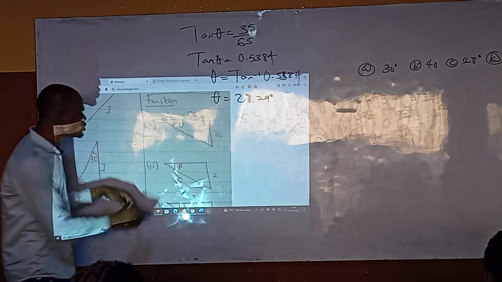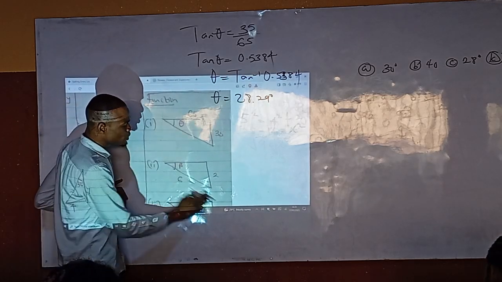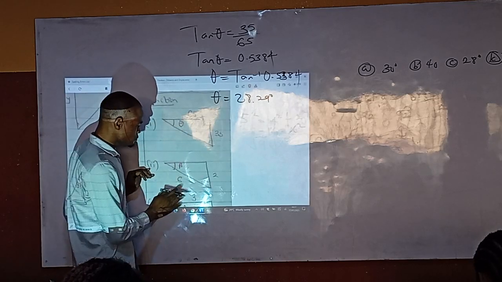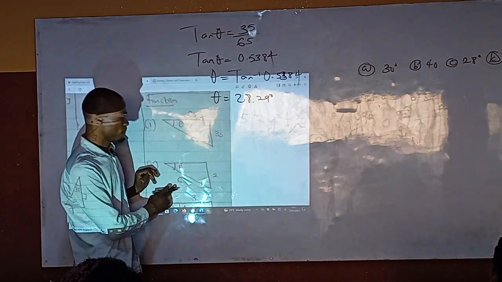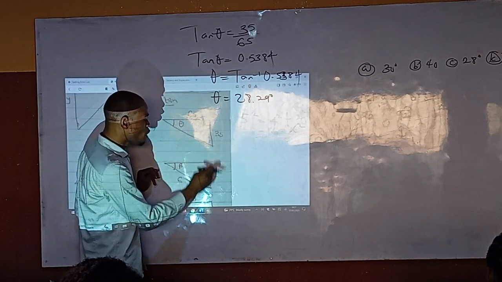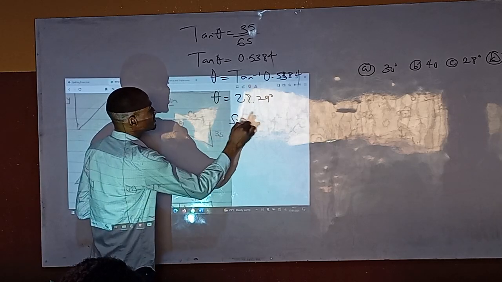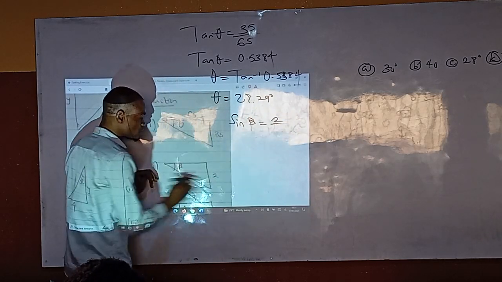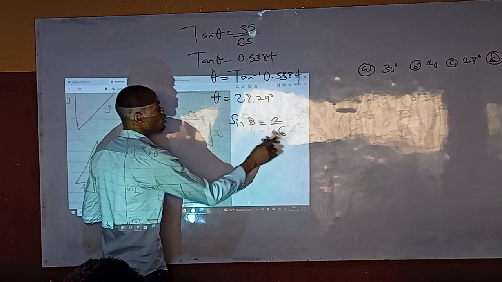Okay, how are we going to attempt this? This is the hypotenuse. This is the opposite. So what are you going to use? Sine, right? Sine has opposite and hypotenuse. So sine beta equals opposite over hypotenuse. Opposite is 2, hypotenuse is 6. So 2 over 6 is what?